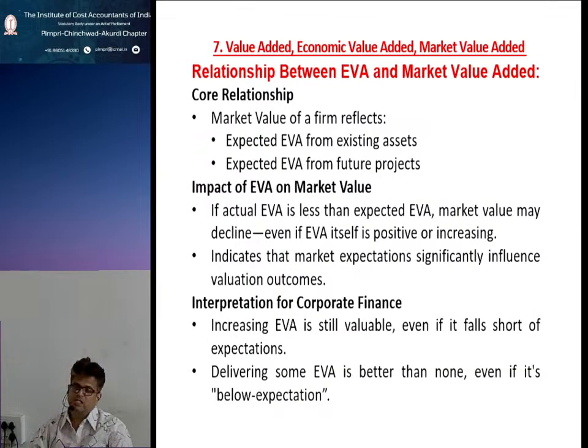Then we saw the relationship between EVA and MVA. The core relationship is that the market value of a firm reflects expected EVA from existing assets and expected EVA from future projects. The impact of EVA on market value is that if actual EVA is less than expected EVA, market value may decline, even if EVA itself is positive or increasing. It indicates that market expectations significantly influence valuation outcomes. Interpretation for corporate finance: increasing EVA is still valuable even if it falls short of expectations. Delivering some EVA is better than none.